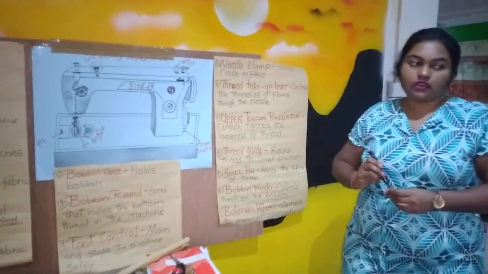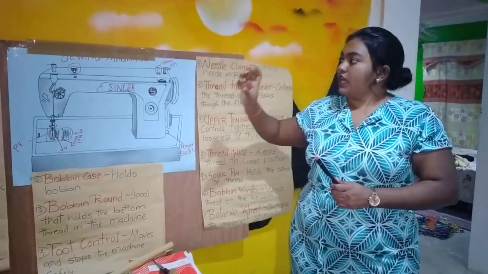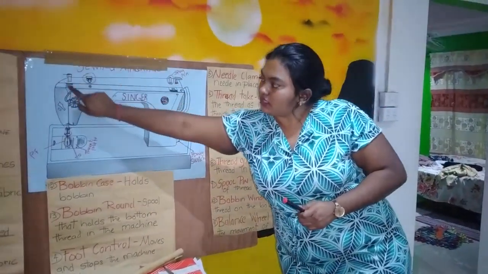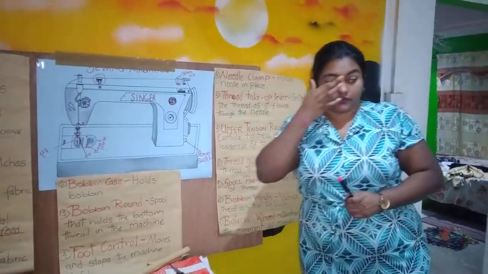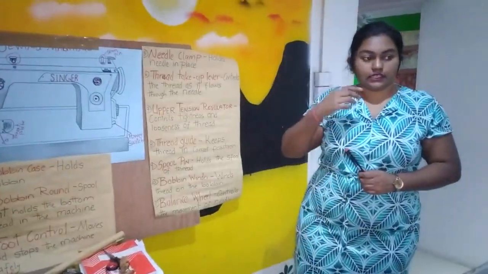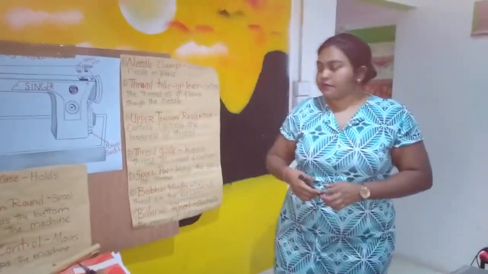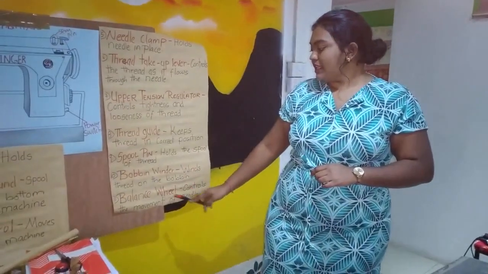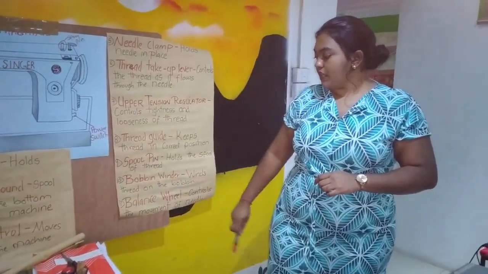When you start threading, the spool pin will be here. Then you bring the thread to here, to there, take up lever down below, and to the needle. Insert it in the needle and you start sewing. Then comes the bobbin winder. It winds the thread on the bobbin.